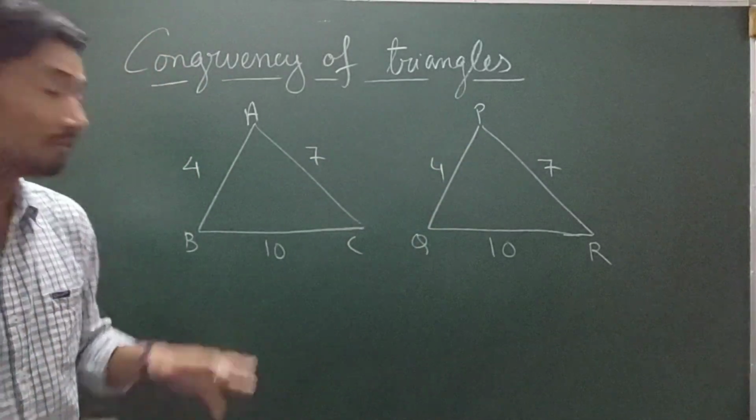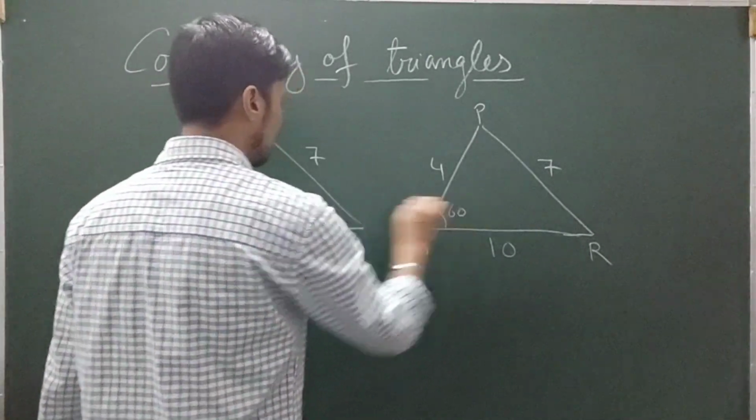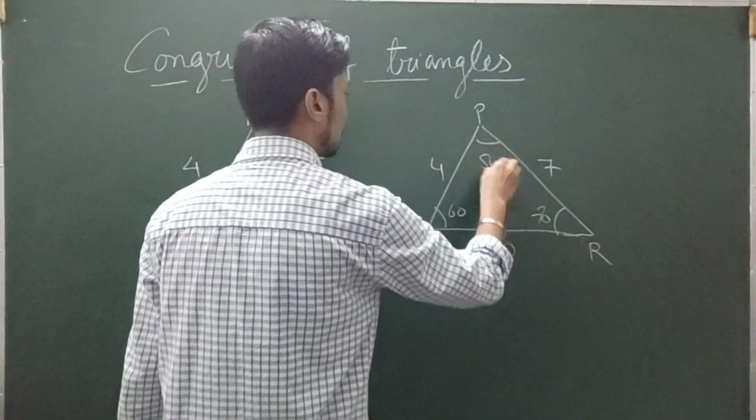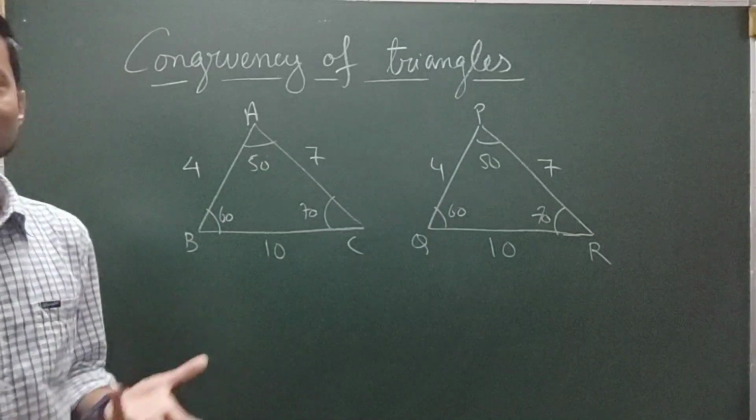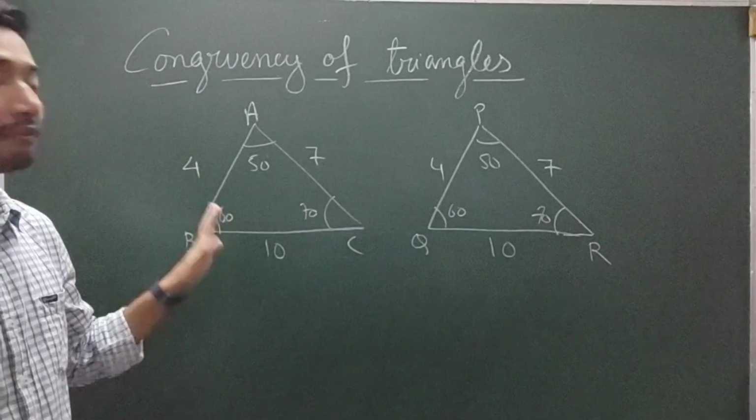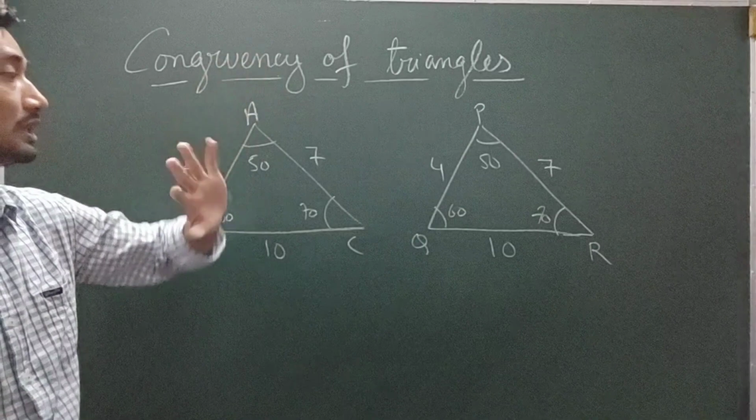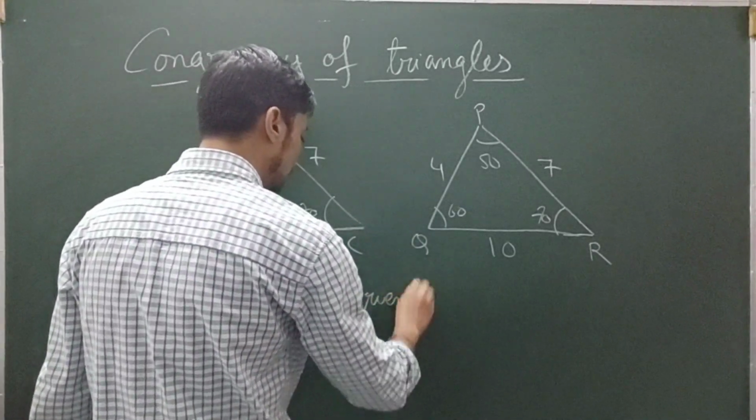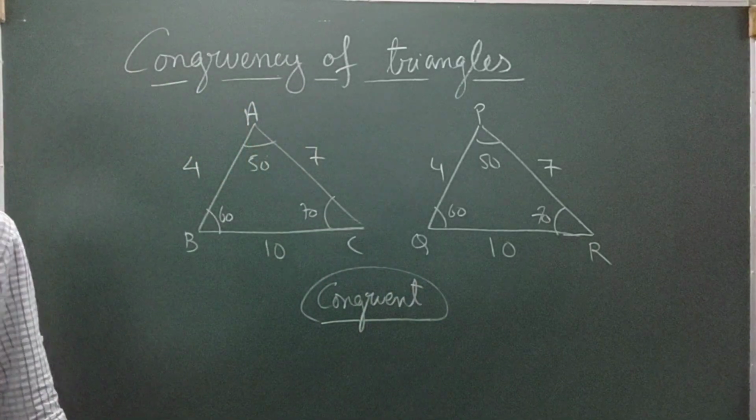Now everything is same. Even the angles may be same. Let's say this is 60, this is also 60. Let's say this is 70, this is also 70. Let's say this is 50, this is also 50. So you can see that with this type of triangles, only the names are different. One is ABC, one is PQR. You can see that everything is same, isn't it? Now this kind of triangles are known as congruent, C-O-N-G-R-U-E-N-T. This kind of triangles are known as congruent triangles.